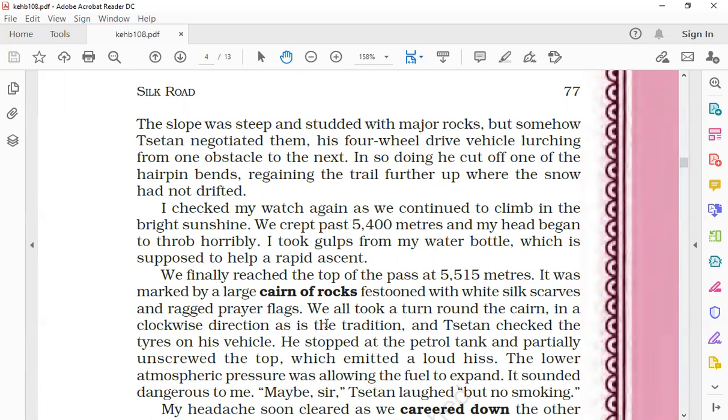We all took a turn round the cairn in a clockwise direction, as is the tradition, and Sitan checked the tires on his vehicle. He stopped at the petrol tank and partially unscrewed the top, which emitted a loud hiss. The lower atmospheric pressure was allowing the fuel to expand. It sounded dangerous to me. "Maybe, sir," Sitan laughed, "but no smoking."